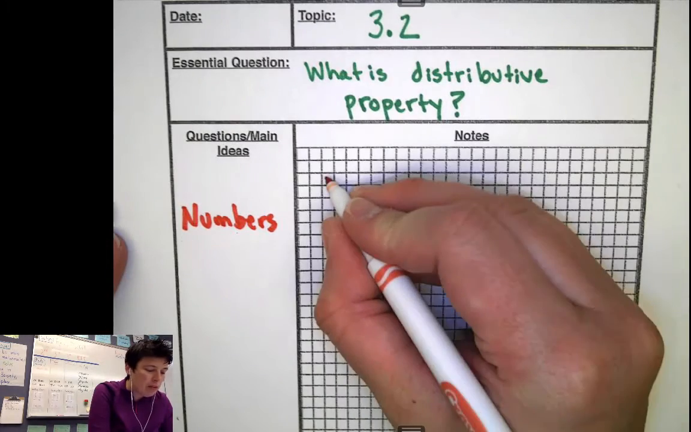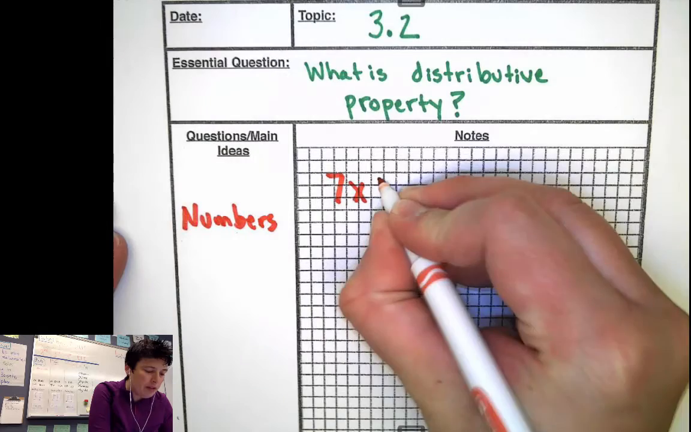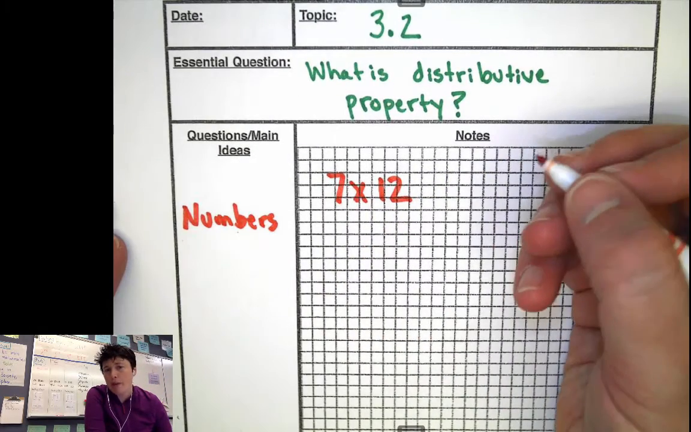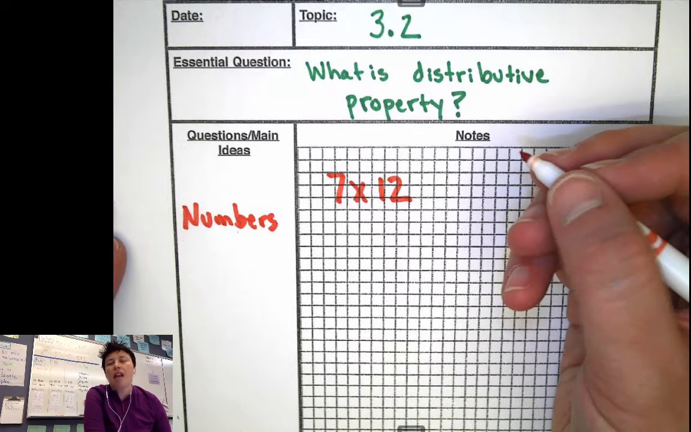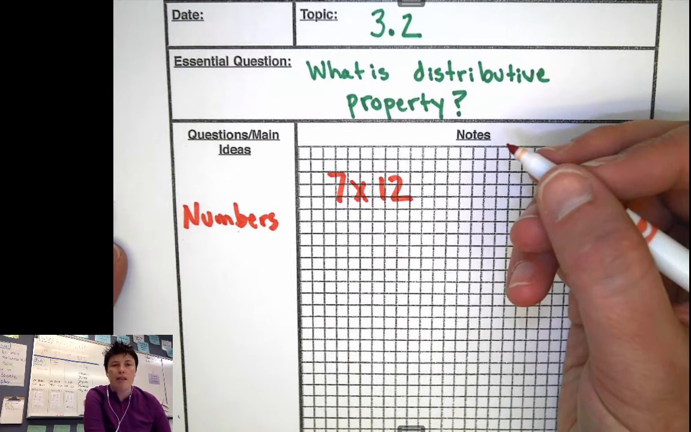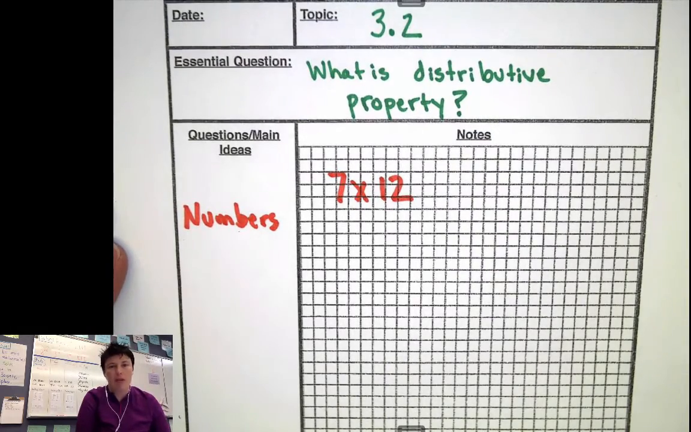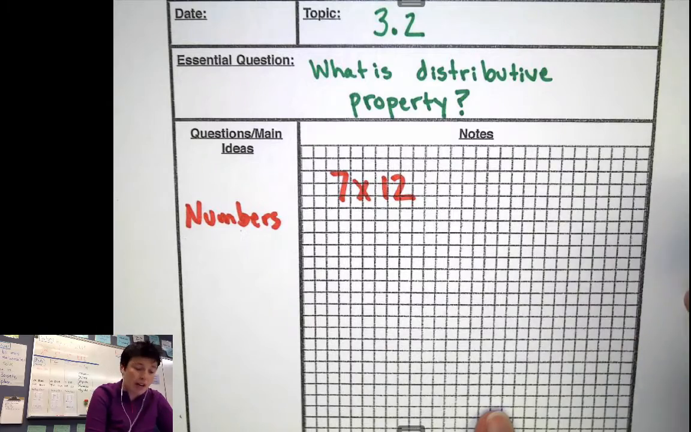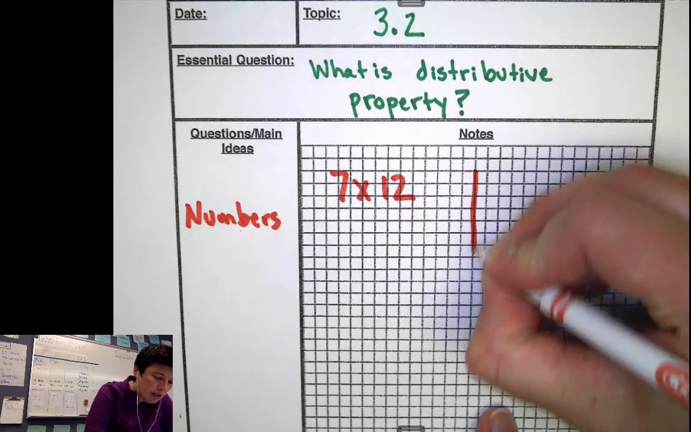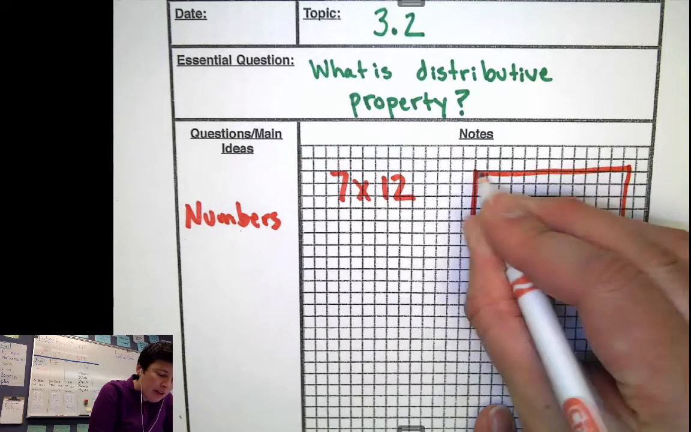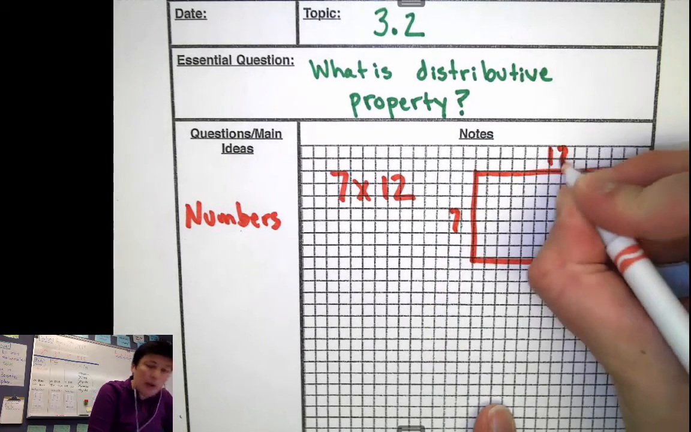Imagine we had to multiply 7 times 12. 7 times 12 you may have memorized, but you may not have, and you might have some shortcuts in your head. Here's one of my ways I like to think about this. We're going to think of this as an area problem. So 7 times 12 means we have a rectangle. Let's draw a rectangle that has the dimensions, the length and width of 7 times 12.